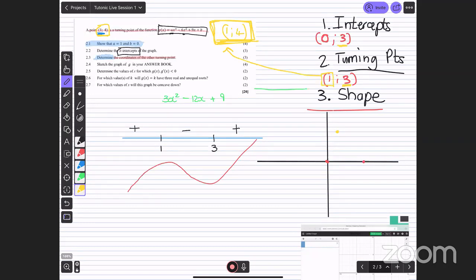Is it 3, 0 or 0, 3? 3, 0. Because 0, 3 is here. Okay, so it's going to be here. And that makes sense, right? Because we said it's a bounds point. So we filled in the x-intercepts. We filled in the turning points. And we know the shape. So we can start plotting.